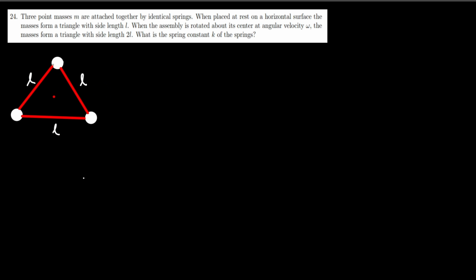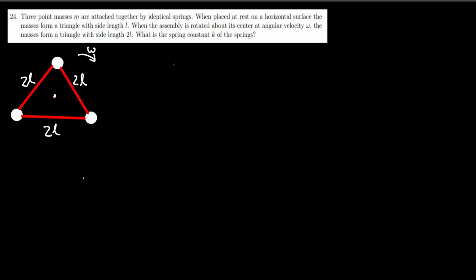But then we take this whole assembly and start spinning it at angular velocity omega, and this causes these springs to stretch out and form side lengths 2L. So this is what our system looks like when it is in motion. And we are supposed to find the spring constant of each of these springs.